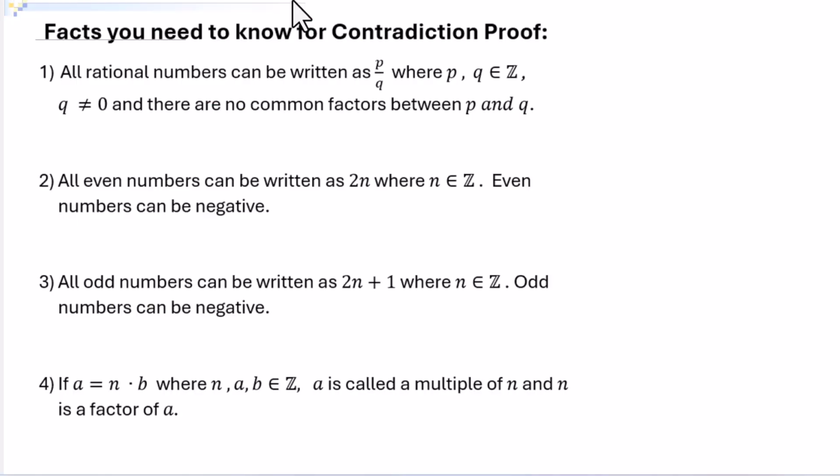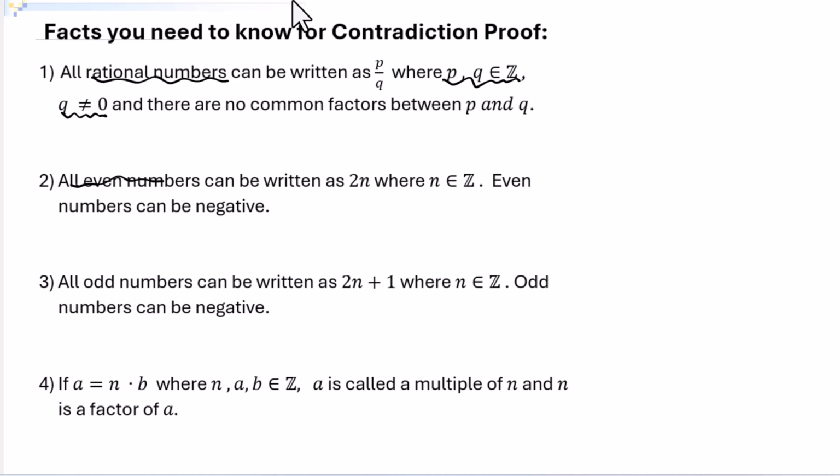This video is about contradiction proof. Some facts you really need to know. All rational numbers can be written as P over Q, where P and Q are integers, Q is not equal to 0, and there are no common factors between P and Q.